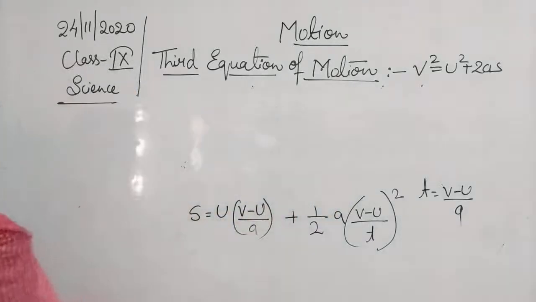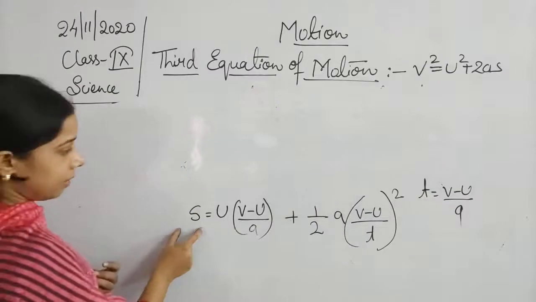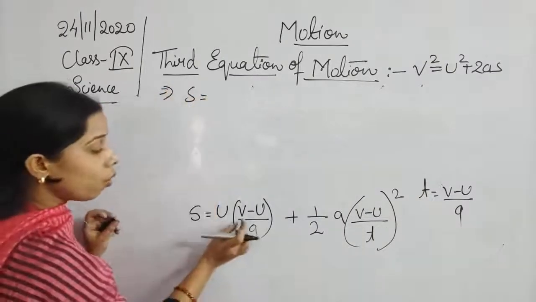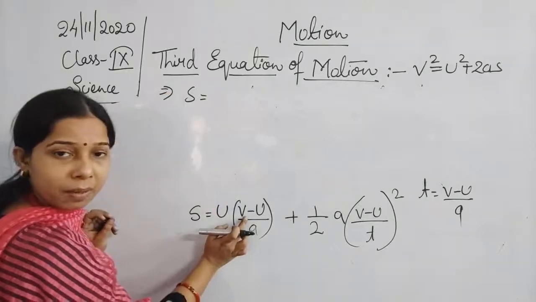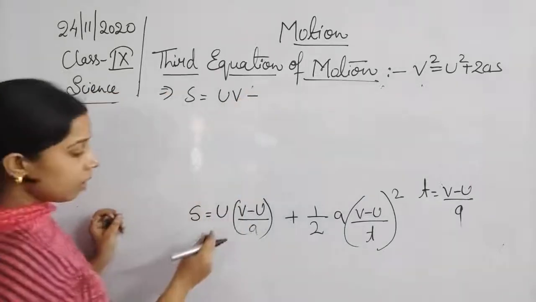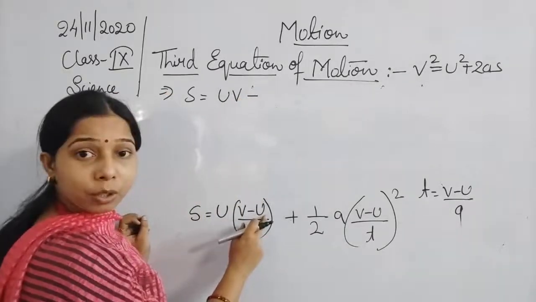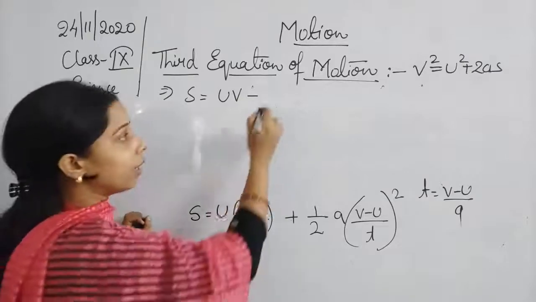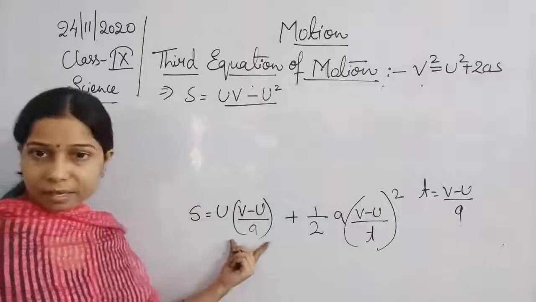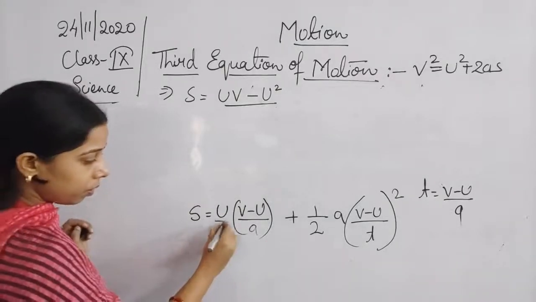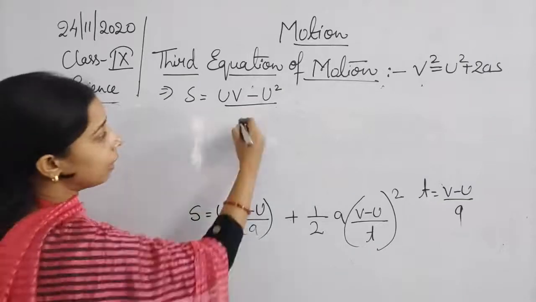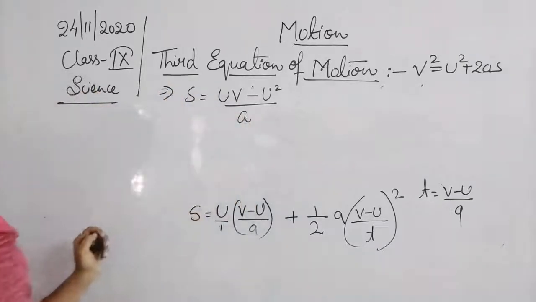Now see here, students, what we will get. Now this S, so you write here S is equal to U. First of all it will multiply with the V. Okay, so it will be UV minus, then U will multiply with the U again, and U into U will be U square upon A. So 1 into A, it will be A here. Okay, you can understand like that.